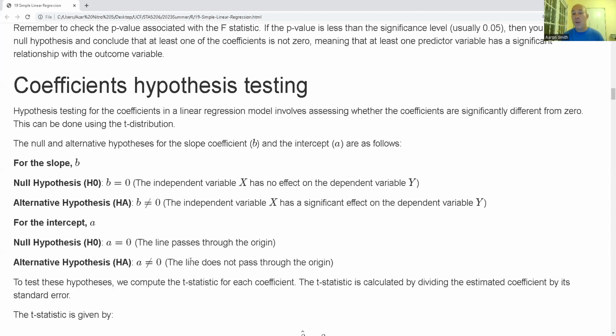Most of the time, statisticians don't even really care about the intercept hypothesis testing, and we usually don't even look at it. In situations where I've had trouble with fitting or overfitting, I sometimes will drop the intercept. Typically, I don't, though.